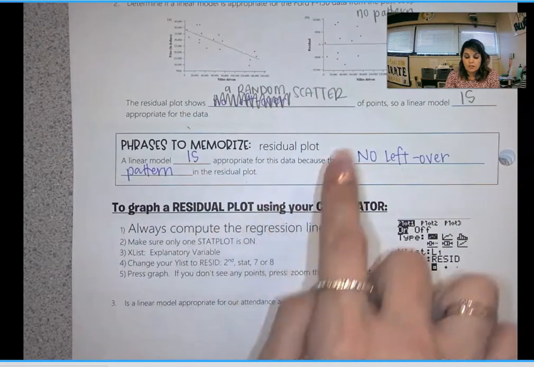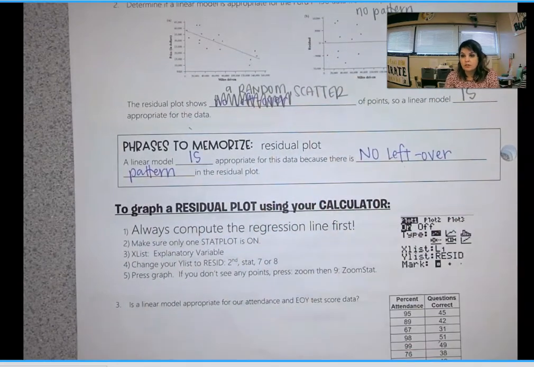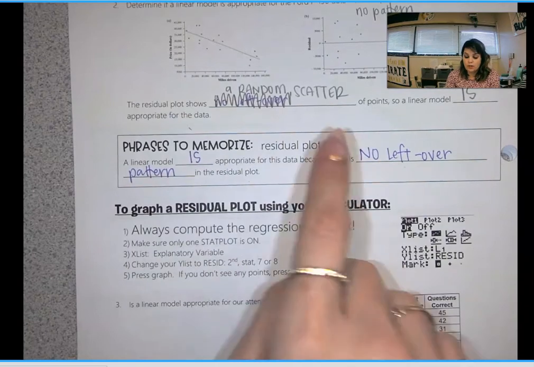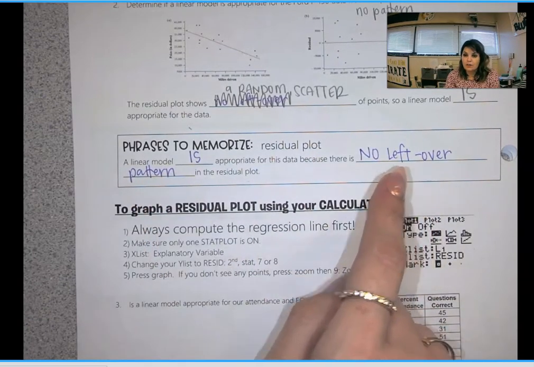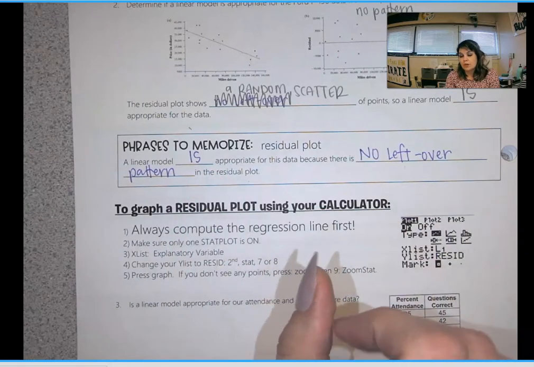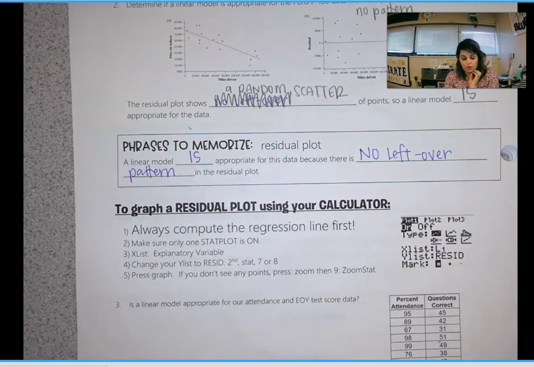So you can use either one, and in your can you do that you will get on your next class day has one where I use both. I say there is no leftover pattern, so linear model is appropriate, a random scatter is shown.